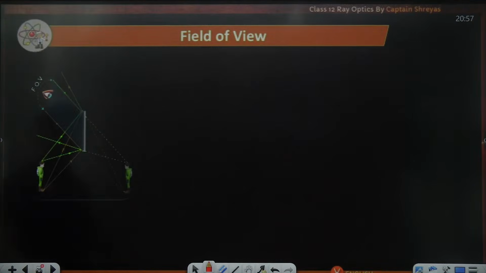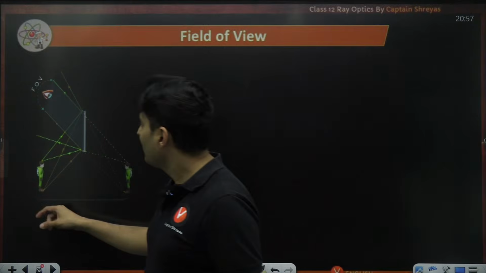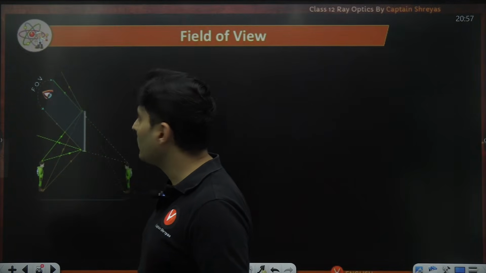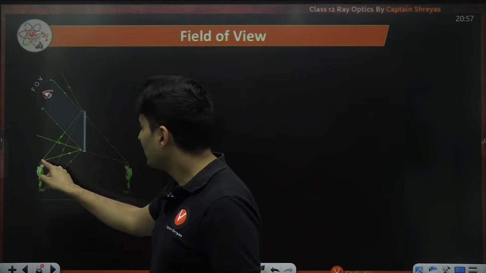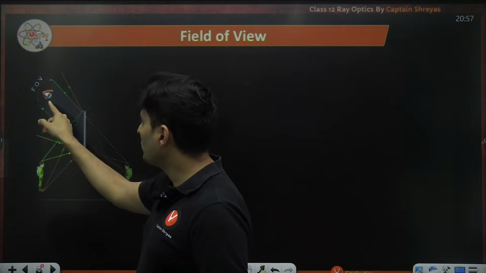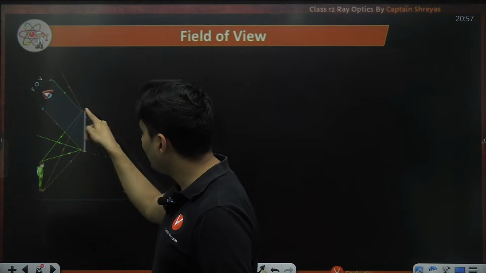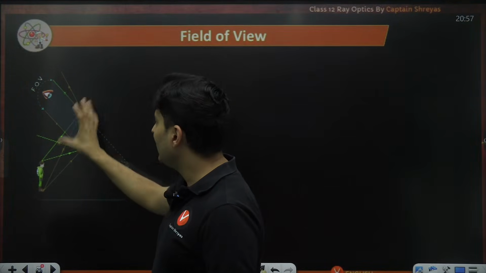I will show you one more example of field of view. Look at this. There is this eye, and there is this person who is standing. This person has to see this person through this mirror. So again, the concept of field of view, guys: the extreme rays should be able to reach the eye. The ray from the head should be able to reach the eye, and the ray from the toe should be able to reach the eye. If both the toe ray and the head ray are able to reach the eye, then that is the field of view.